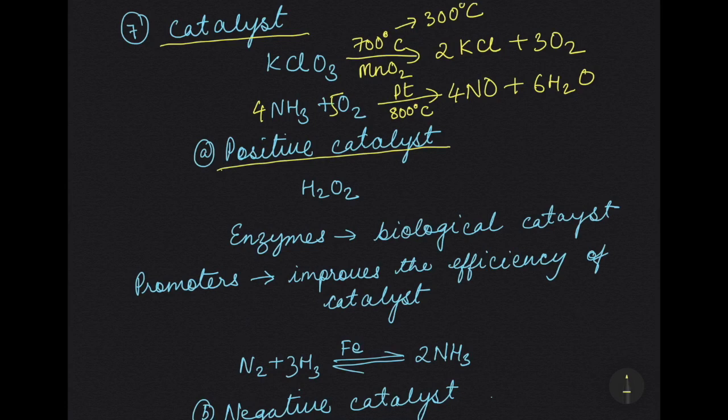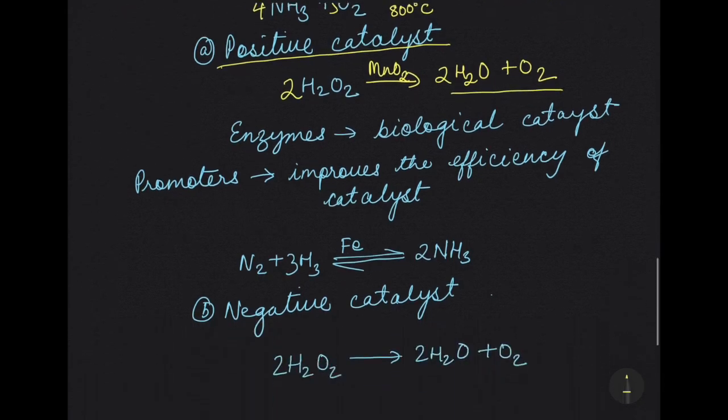For example, in the decomposition of hydrogen peroxide, manganese dioxide acts as the positive catalyst. That means it increases the rate of reaction, that is, increases the rate of decomposition of hydrogen peroxide, which turns into water and oxygen very quickly.